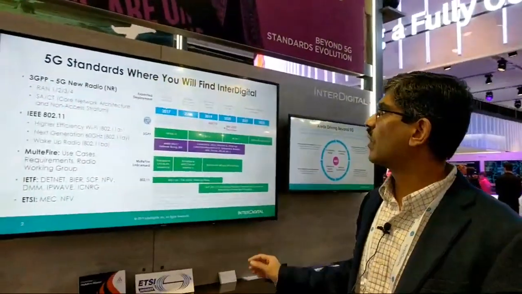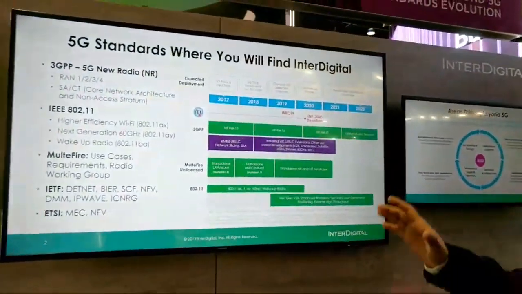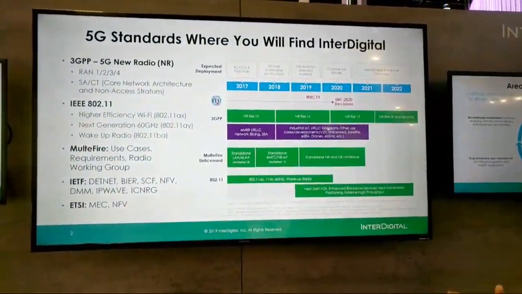Everyone. Today we're going to talk about InterDigital and InterDigital's research in 5G wireless standards and beyond 5G. So what I have here gives you a timeline of where we are with 5G standards.